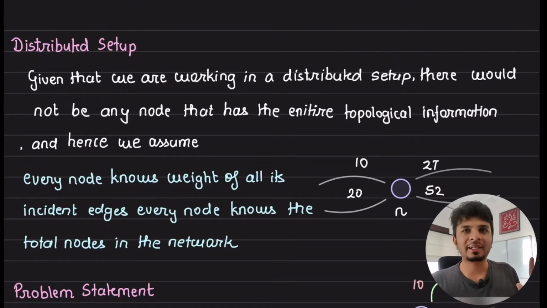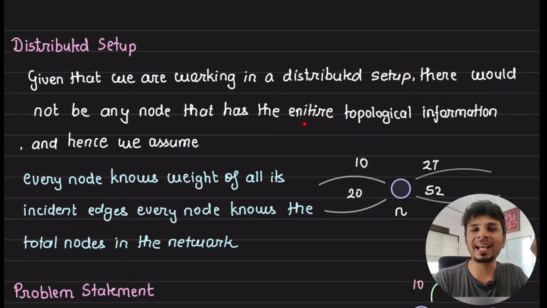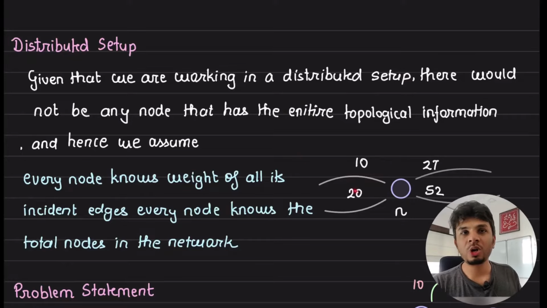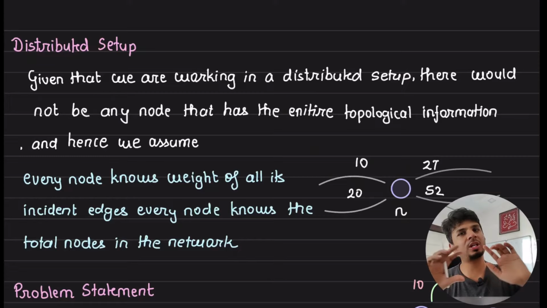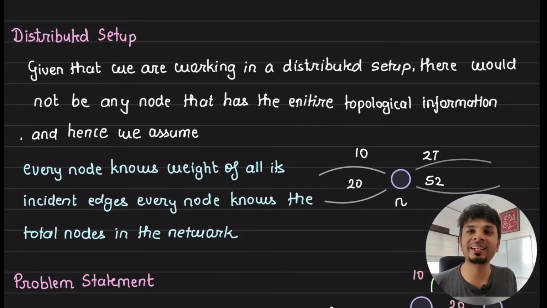So, given that we are working in a distributed setup, there would not be any node that has the entire topological information. So what we can at max assume is that every node knows the weight of all of its incident edges and the total number of nodes in the network. That's all we can assume, because we don't know what the topology is. Every node is sitting independent. All it knows is, hey, I am connected to these nodes via this edge, and the weight of the edge is this, and the total number of nodes in my network is n. That's it, and that's all we have to work with.